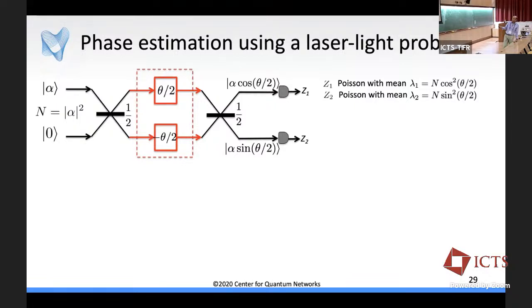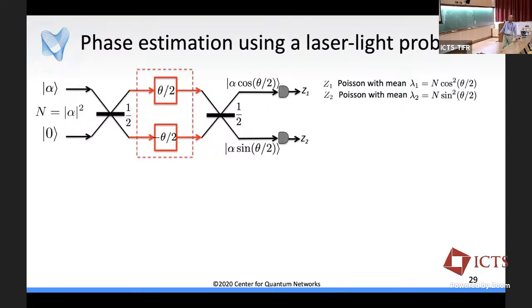So this is alpha, that coherent state here. Add these two and subtract these two. What will happen? You will get a cosine and a sine, right? So you just take these two coefficients: this plus this over square root of 2, this minus this over square root of 2. Now I have two detectors. They will both generate a Poisson random variable whose mean is given by n cosine squared theta by 2 and n sine squared theta by 2. n is the mod squared of alpha.